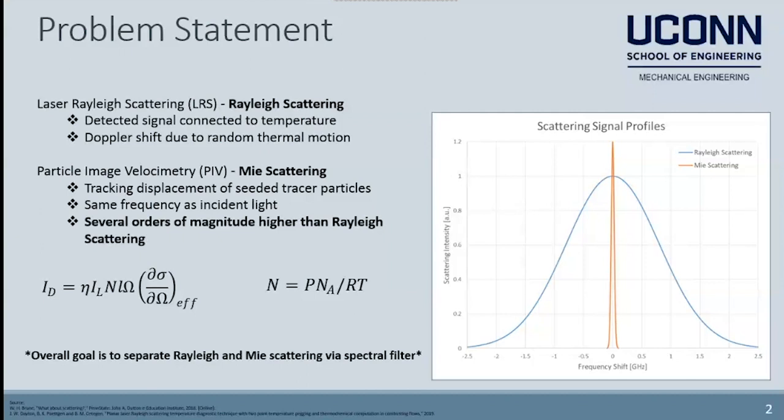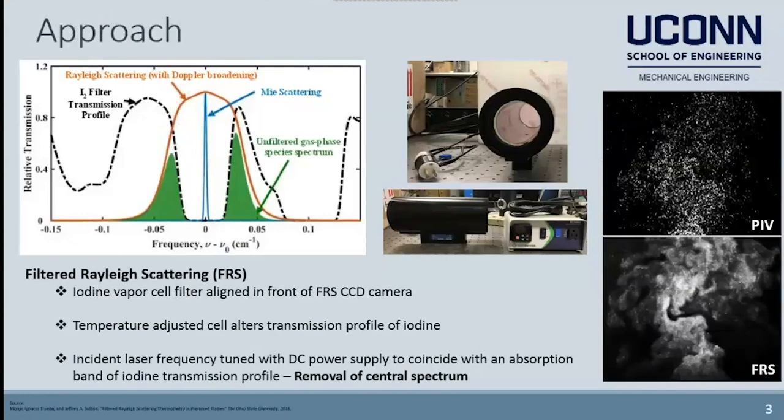Therefore, by employing the use of a spectral filter, the Rayleigh and Mie scattering signals can be separated for simultaneous detection. A modification of LRS is implemented in this project, called filtered Rayleigh scattering, or FRS, where the Mie-scattered light is absorbed by an iodine vapor cell filter. The transmission profile of iodine varies with temperature and can be adjusted until an optimal profile is reached.